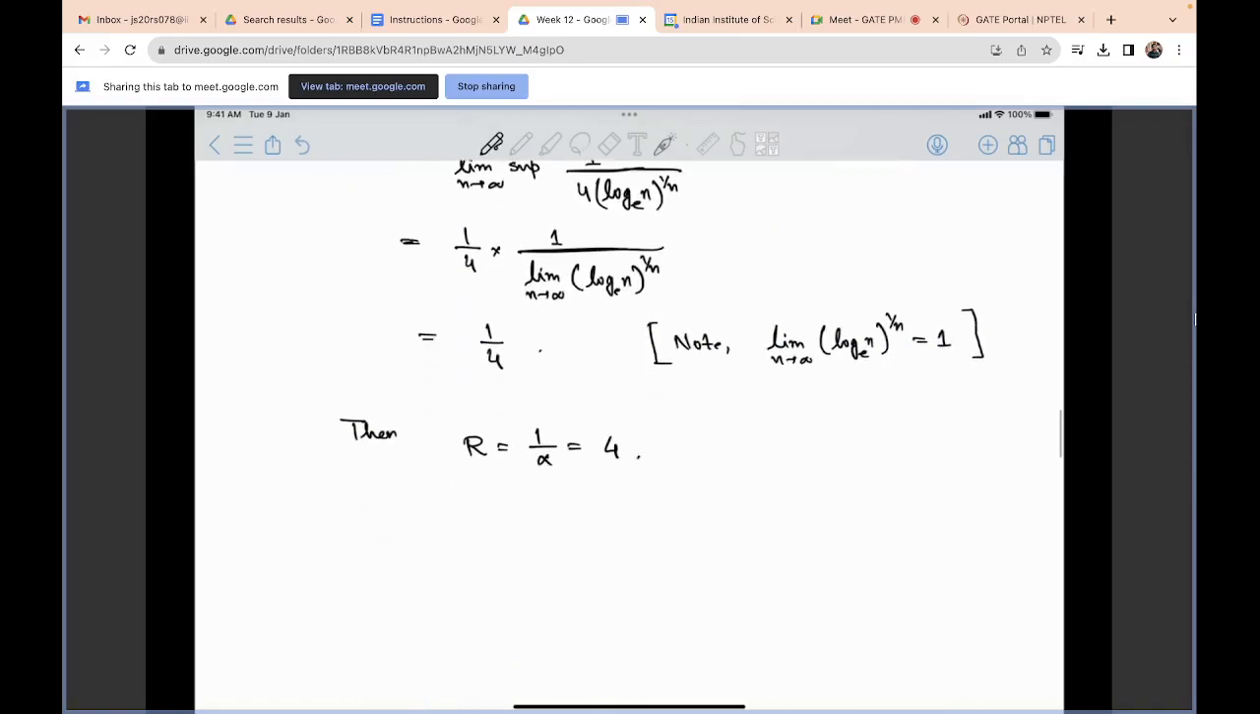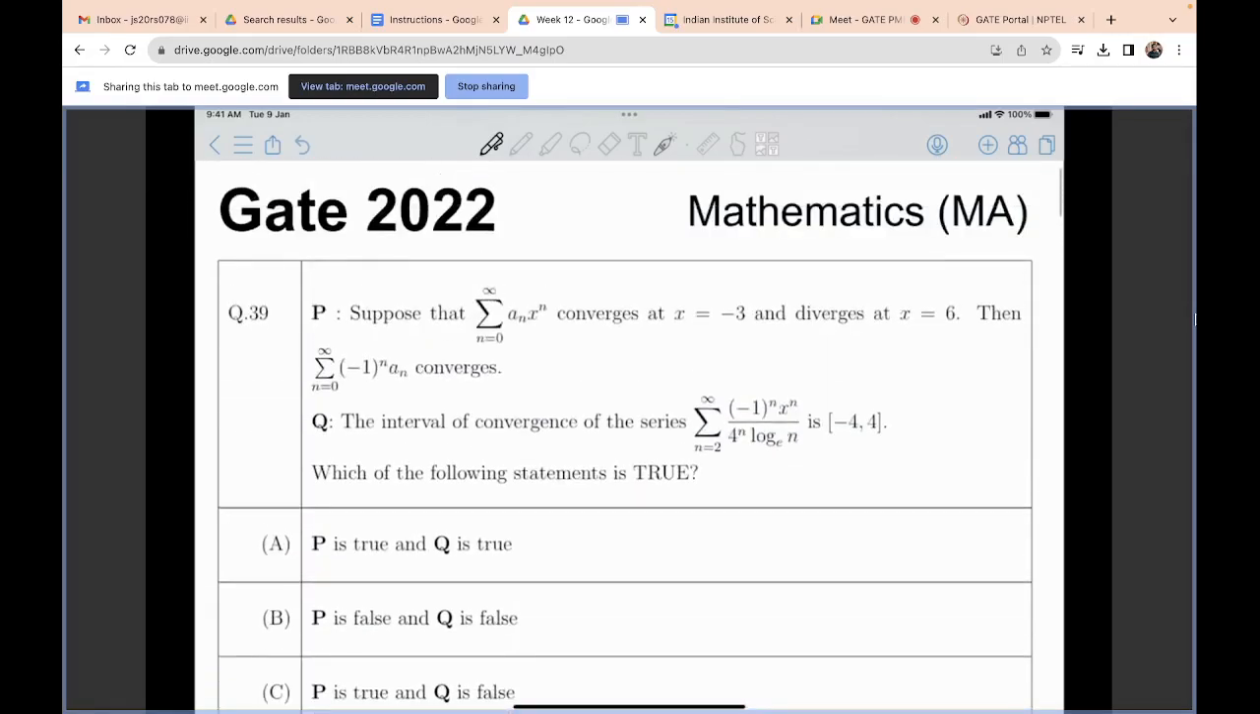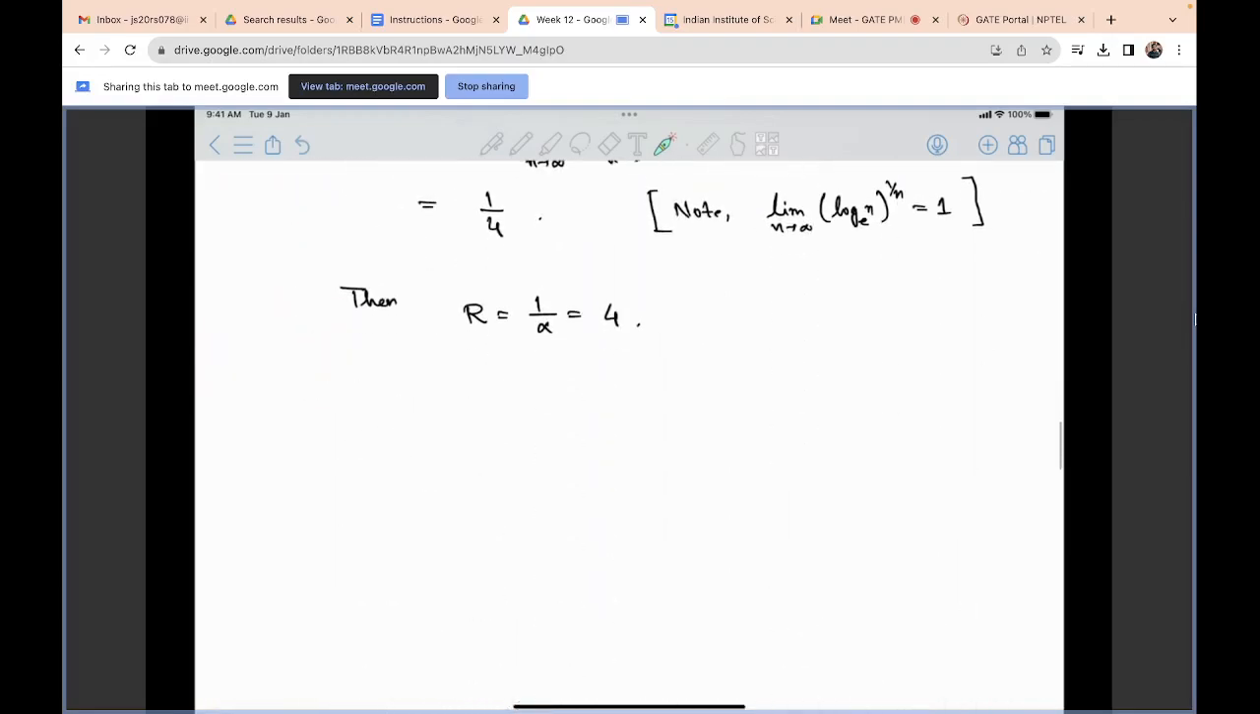So we can say that inside 4 it will certainly converge, but what happens at the points 4 and minus 4? Because here it is saying that the interval of convergence is the closed interval minus 4 to 4. So we have to check again at 4 and minus 4. Let's check at minus 4. At x equals minus 4, what will happen?